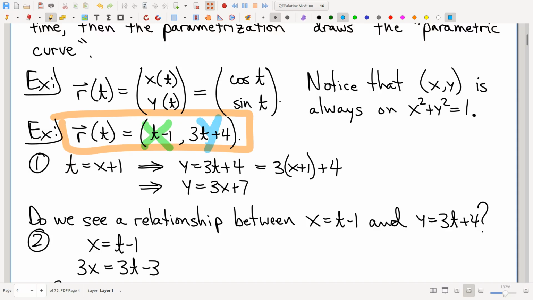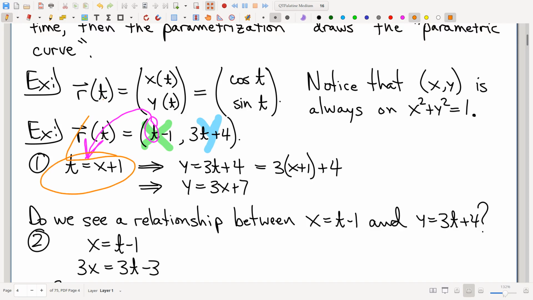Okay, so this method. Another tool for your toolbox. What we do here: solve for t in one of the equations, and then take that formula for t and plug it in to the other equation.